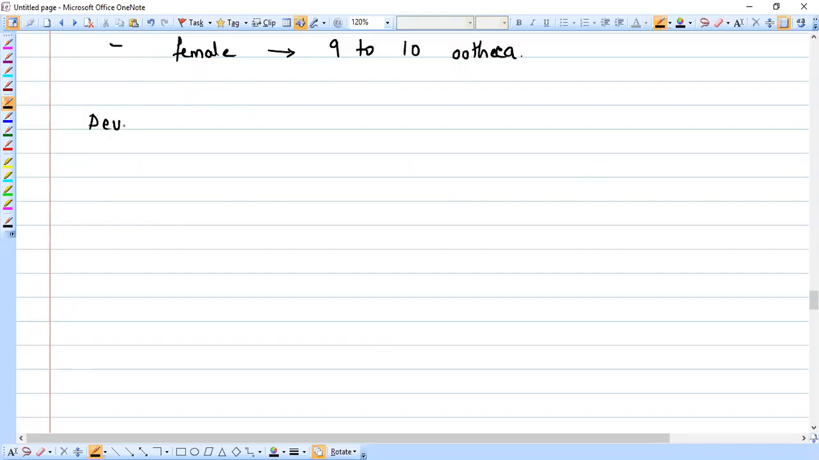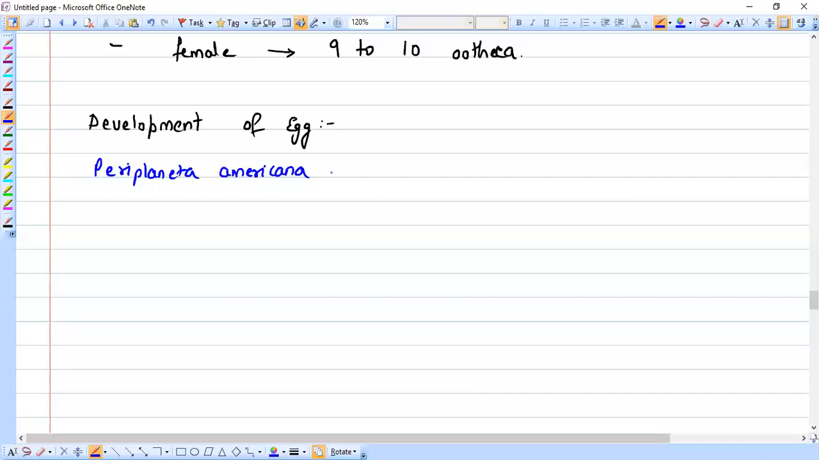Let's talk about development of the egg. How will the eggs develop? Uthika is laid. Now what happens to that Uthika? So we talk about development of egg. First we will talk about Periplaneta americana, because this is the most common species of cockroach found across the globe. This Periplaneta americana is Paurometabolous.